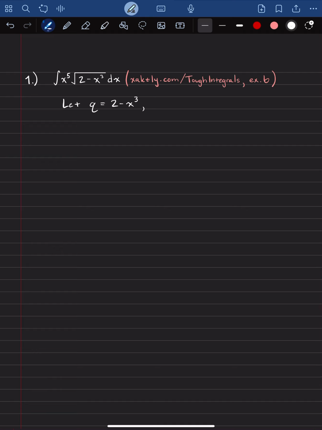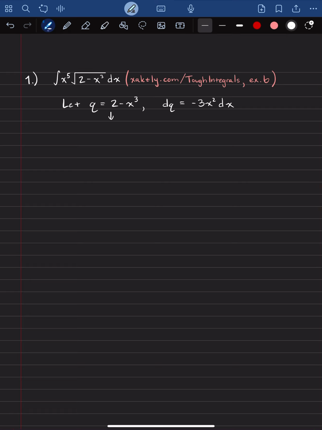So dq, right? We differentiate both sides. I'm going to differentiate negative x cubed with respect to x. I get negative 3x squared dx. Oh, that's nice. The thing is, I'm a little upset because I don't have a negative 3x squared dx here. So maybe we should rewrite this x to the fifth, no? In fact, I'm gonna take this substitution a step further. I'm just gonna solve for x cubed. And you'll see why after I do that.